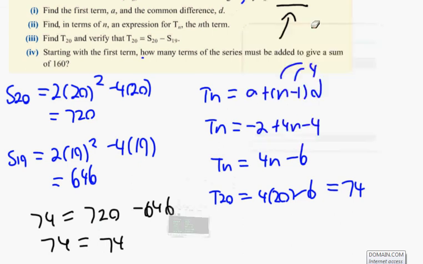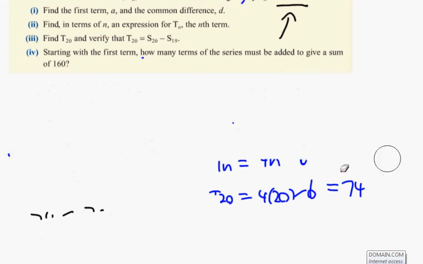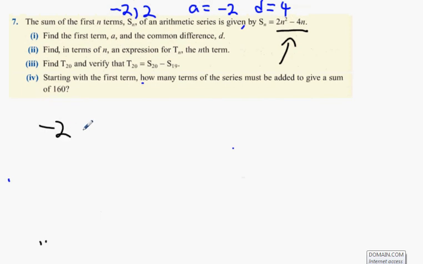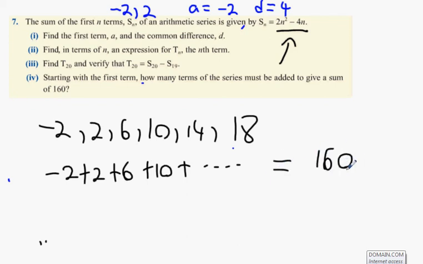Okay guys, what we have next is starting with the first term, how many of them must be added up to give a sum of 160? Basically, we're starting off at minus 2, and we're going 2, and then it's going to go 6, 10, 14. Does everybody understand I'm counting up in fours? We're going to add all these together, and eventually we'll end up with an amount of terms that will give us an answer of 160. I don't know how far I have to go up.